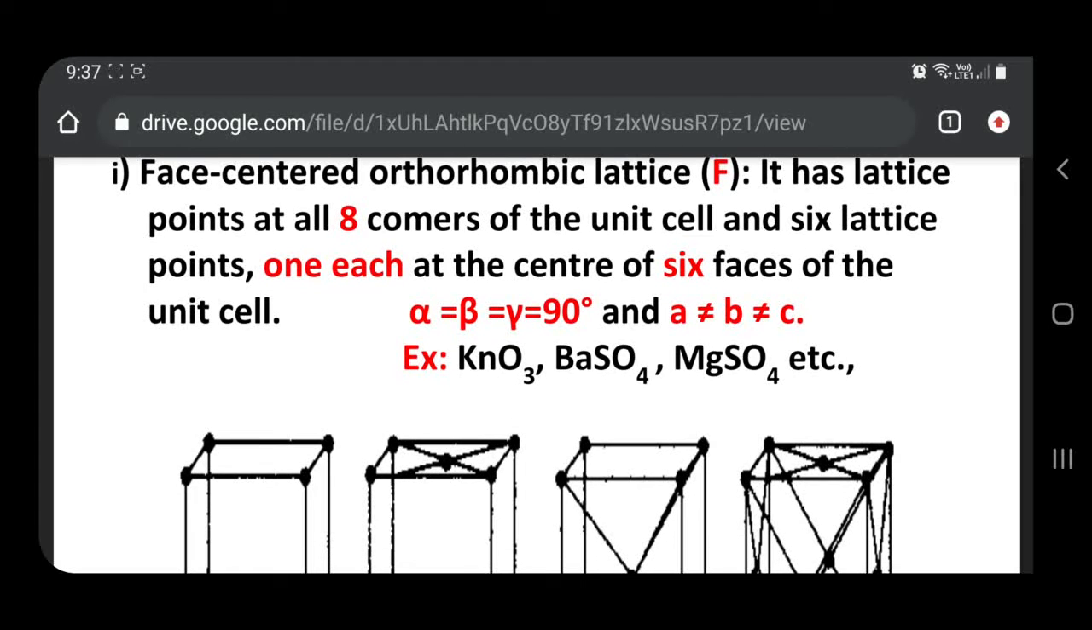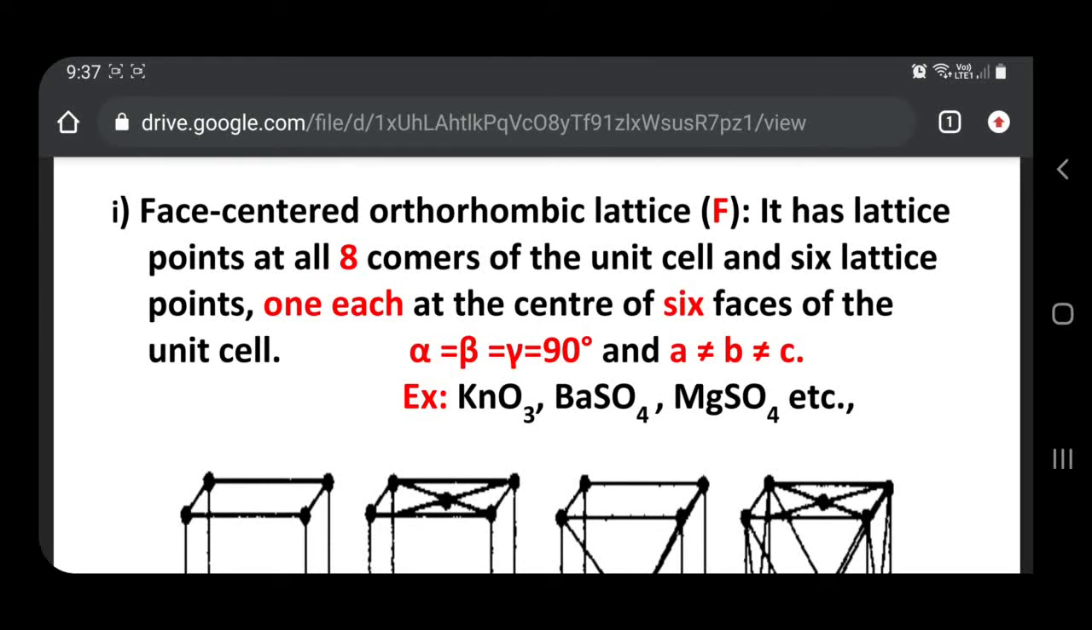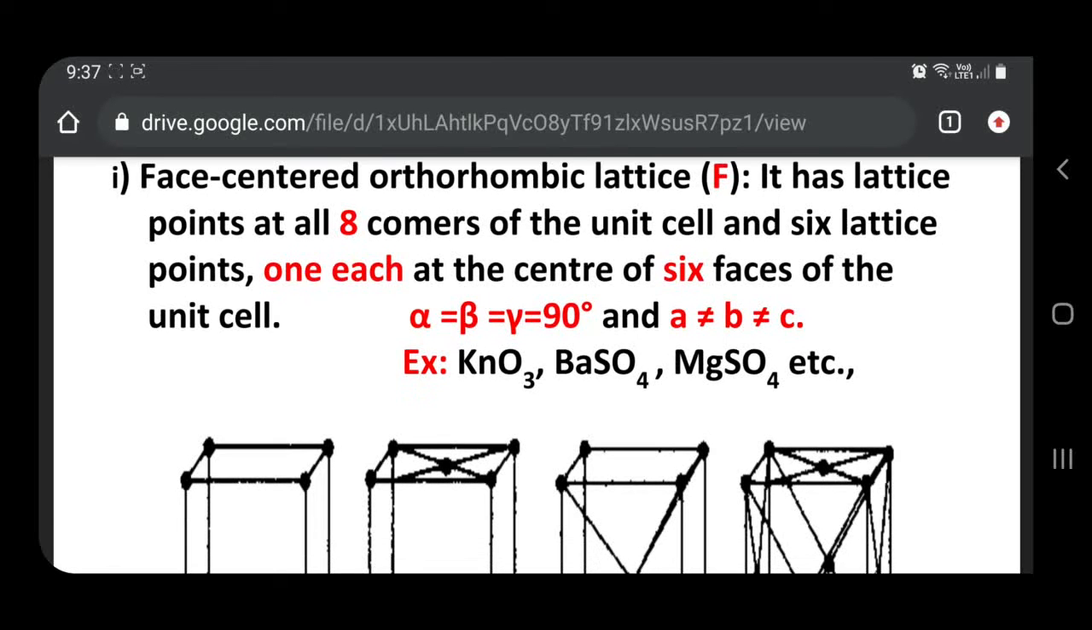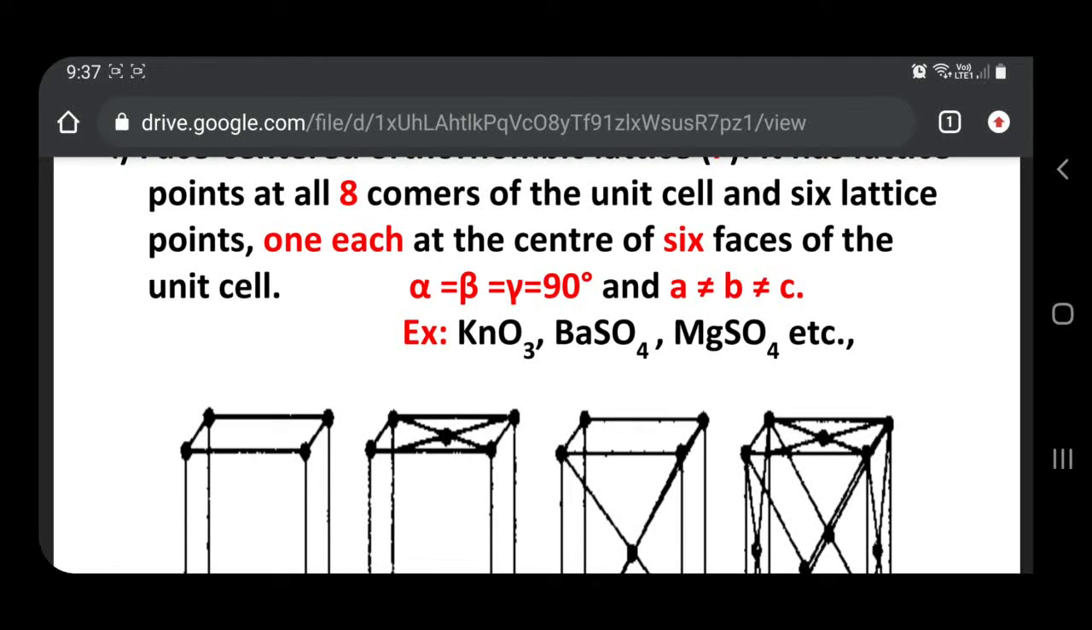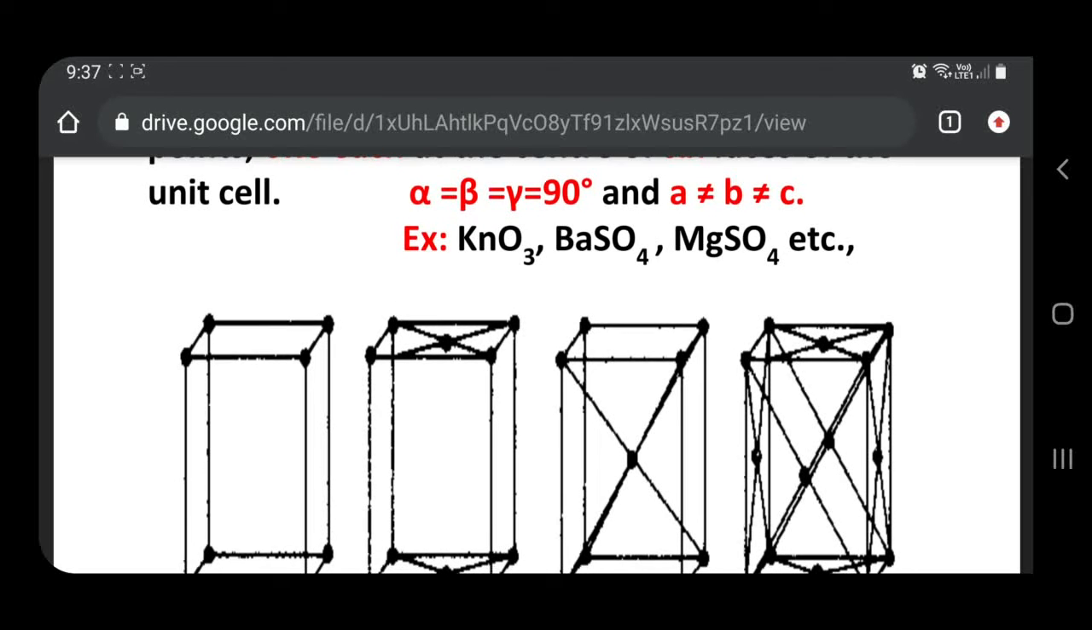It has lattice points at all 8 corners of the unit cell, and at each face you have 6 faces. At the center of each face you have one more lattice point. So 6 lattice points, one each at the center of the 6 faces of the unit cell. So the important property: interfacial angles are equal to one another and each is equal to 90 degree, and all the 3 sides of the unit cell, the cube, are unequal. A not equal to B and not equal to C.